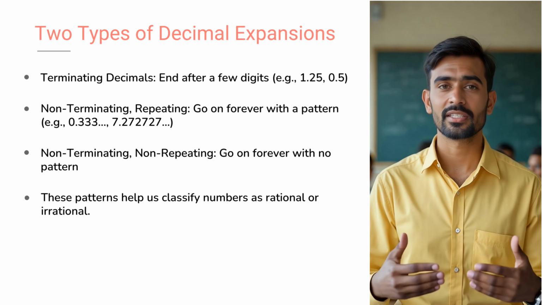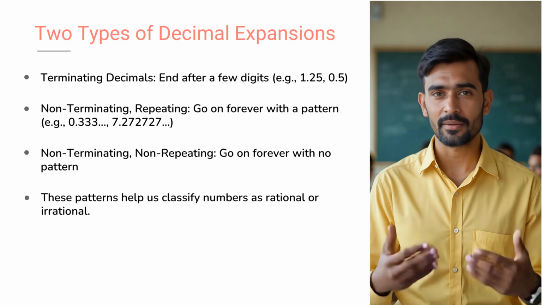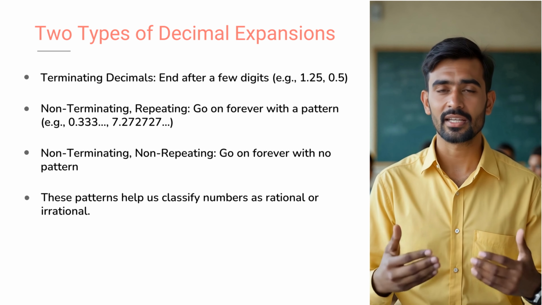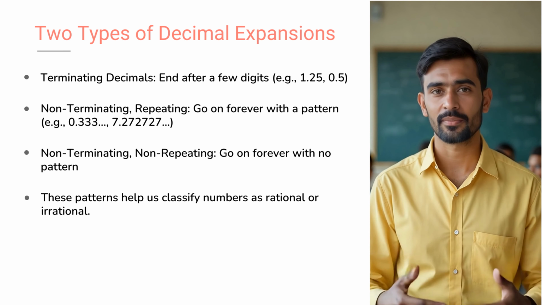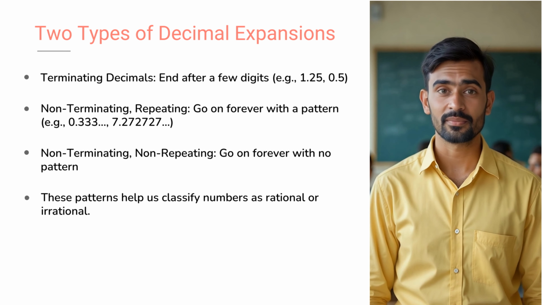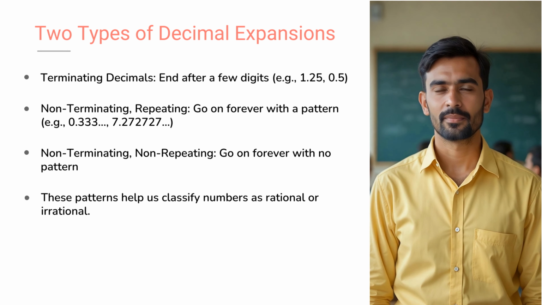Let's break decimals into two big categories. Ready? First up, terminating decimals. These are the polite ones, they stop. Like 1.25 or 0.5. Simple, clean, done.